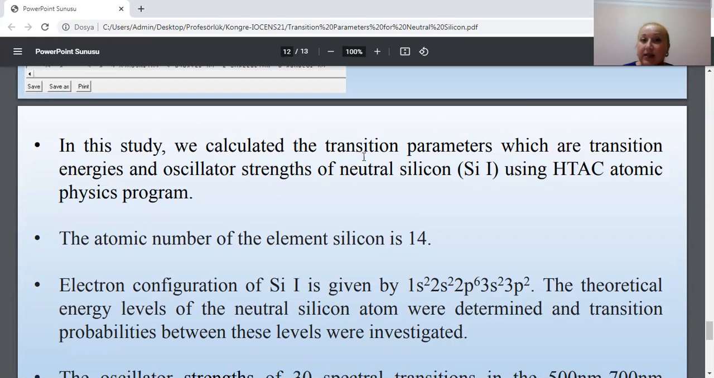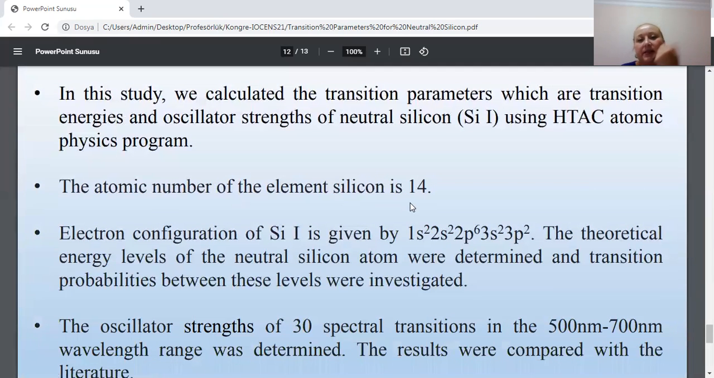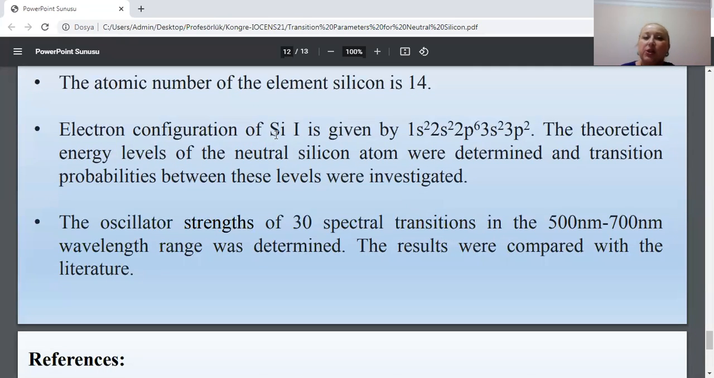In this study, we calculated the transition parameters, which are transition energies and oscillator strengths. The energies, yes, we usually compare with the experimental energies, but now, with this program, we use the theoretical energies, okay? And the oscillator strengths, theoretical also. Of neutral silicon, Si I, this one shows neutral, using the HTAC atomic physics program. The atomic number of the element silicon is 14. The electron configuration of silicon I is given like this.